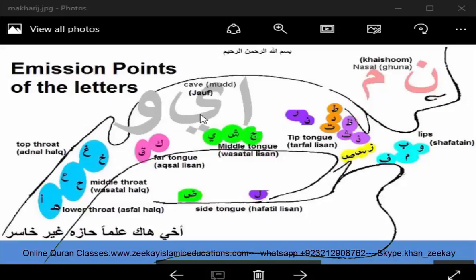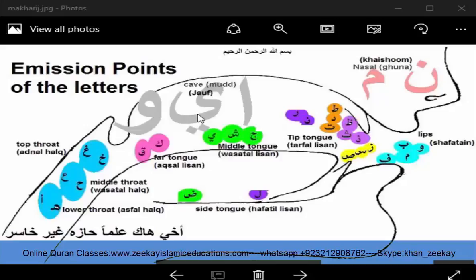We can understand these letters when they are joined with any other letter, like ba, bu. Now this waw here is pronounced from this emptiness of the mouth. Bu, like this. Ba ya kasra, bi. Ba alif fatha, ba. So alif, ya, and waw are pronounced from the emptiness of the mouth, which is known as Jawful Fam in Arabic.